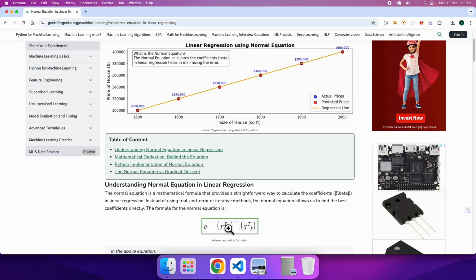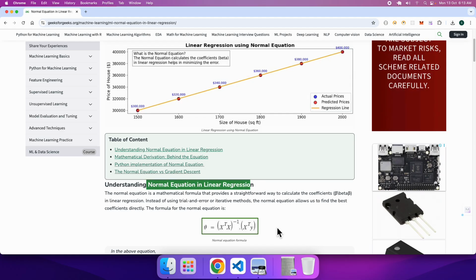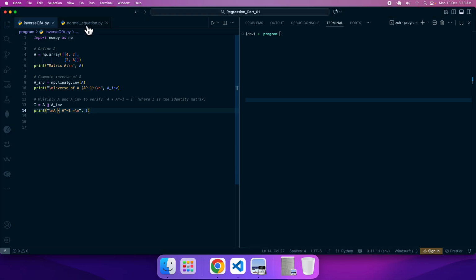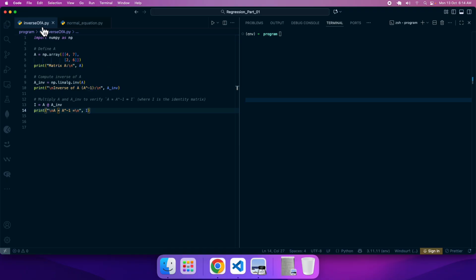So for that reason I thought, why don't I make an explicit video where I discuss what the inverse of a matrix means, and then eventually I will come back to this formula of a normal equation in linear regression. In fact, I have already done that program. This is the program of normal equation, which I will be explaining in my next video. But in this video I just want to talk about how we achieve the inverse of a matrix and what actually happens behind the scenes.